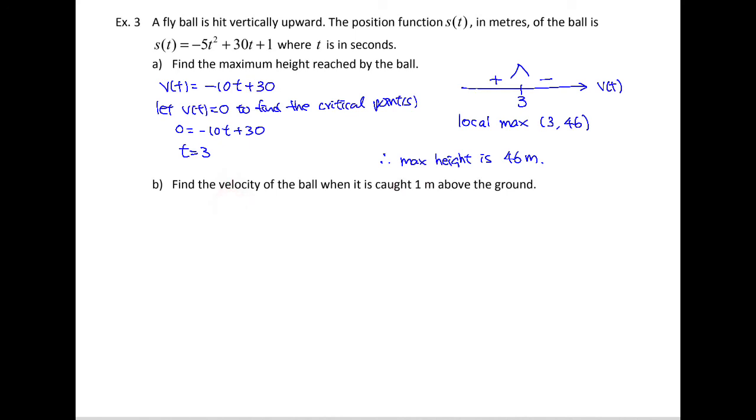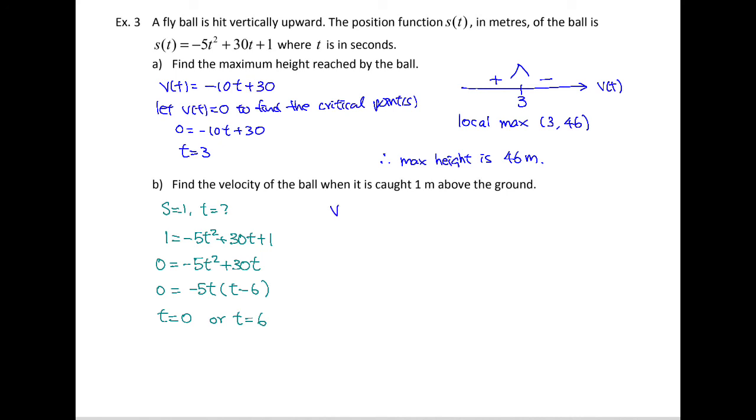So first, we know s equals 1, let's find t. Let's subtract 1 on both sides. And factor out negative 5t. So we know t equals 0 or t equals 6. So at this point, we know there are two different times when the ball is 1 meter above the ground.